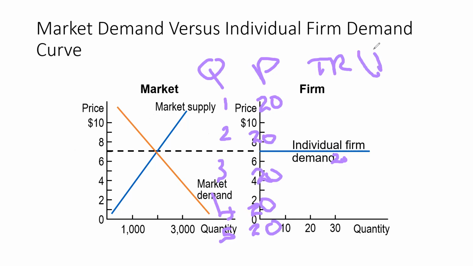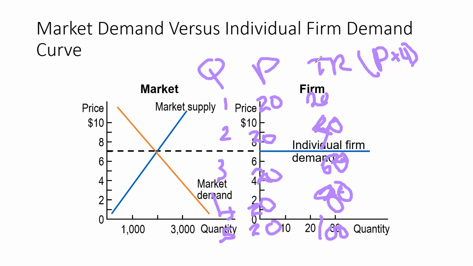TR is price into quantity. Price into quantity, that means 20, 40, 60, 80, and 20 into 5 means 100.